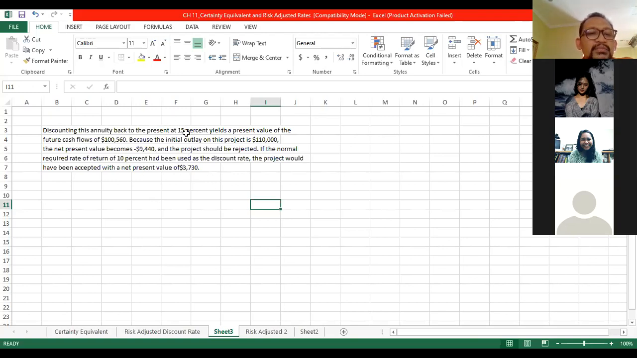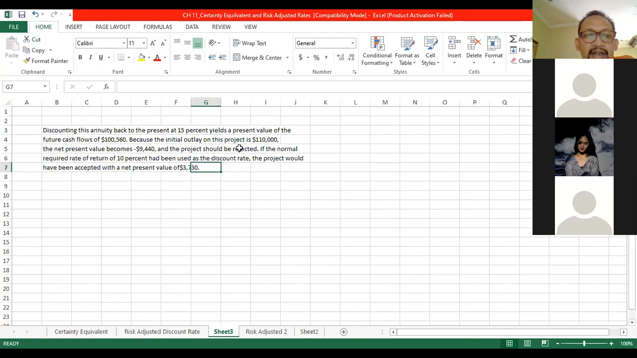So you just make 2 calculations. In the first calculation, you use this higher risk rate, and in the second calculation you use the normal required rate of return, which is 10%. If it's just 10%, then you can accept this. That's the risk-adjusted discount rate calculation.